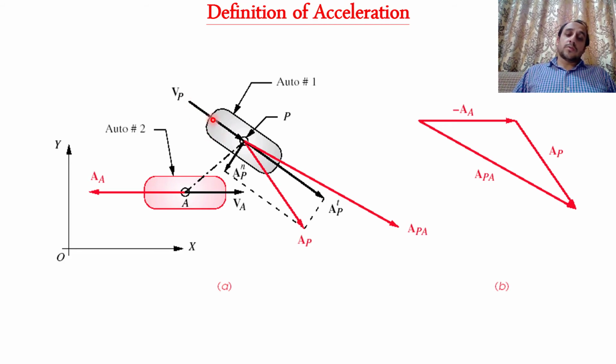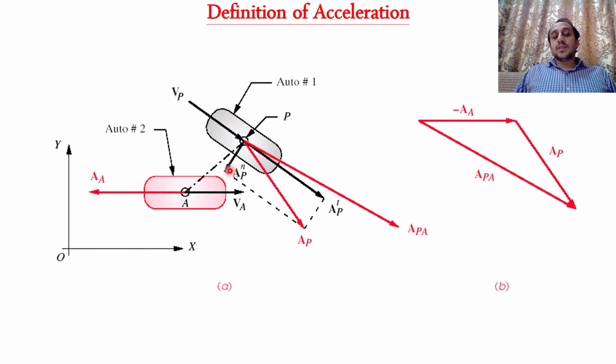First of all, you have to draw the tangential component of this body, which will be in the same direction. चूंकि ये same direction में draw हुआ है, it means that the rate of change of velocity is positive. That's why this tangential component of point P is in the same direction as the velocity of point P. दोनों की direction same है, ठीक है.